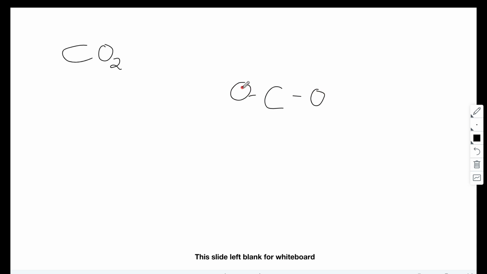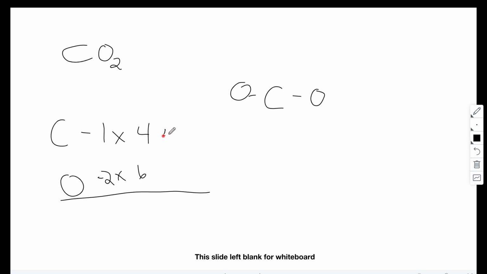Okay, and do yours a little better than that. Then what we're going to do is count in carbon. We have 1 times 4. Oxygen, we have 2 times 6. So we'll have 4, 12, which means we need to draw 16 electrons.